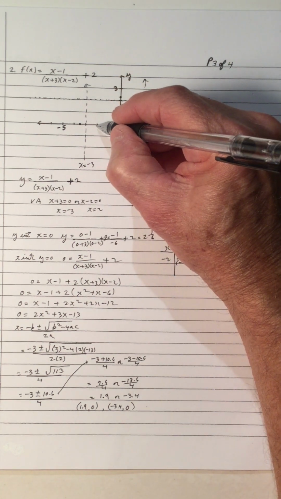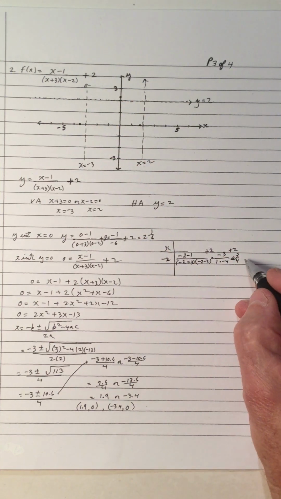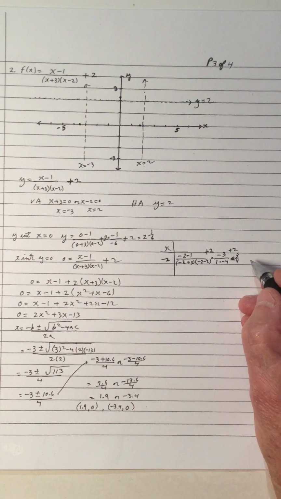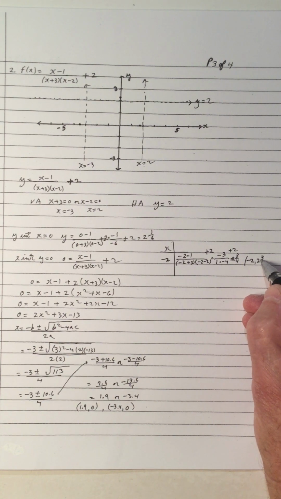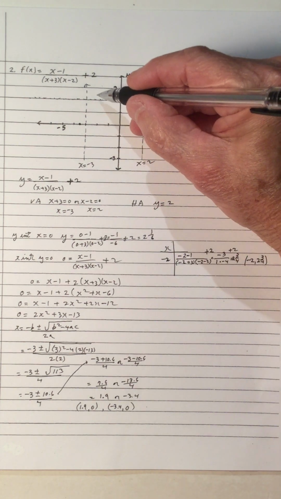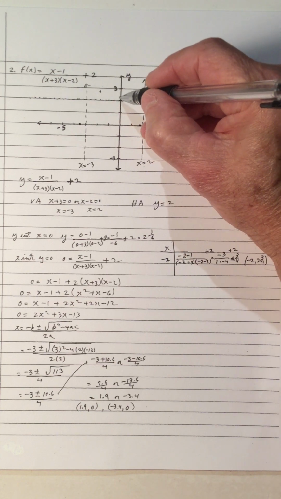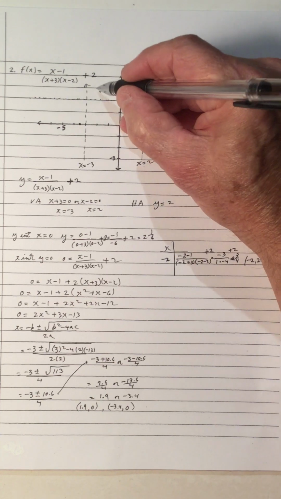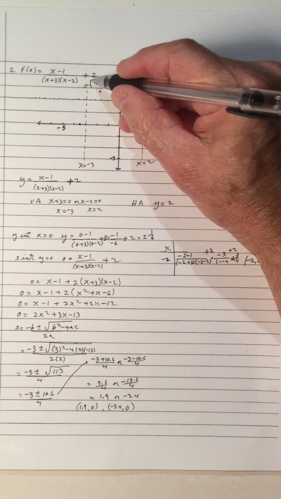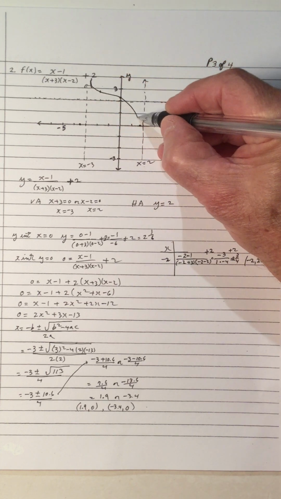So this point is x is negative 2 and y is 2 3/4. So there's the negative 2 and there's the 2 3/4 right there. So it cuts through here, here. So that means it's coming down like this.